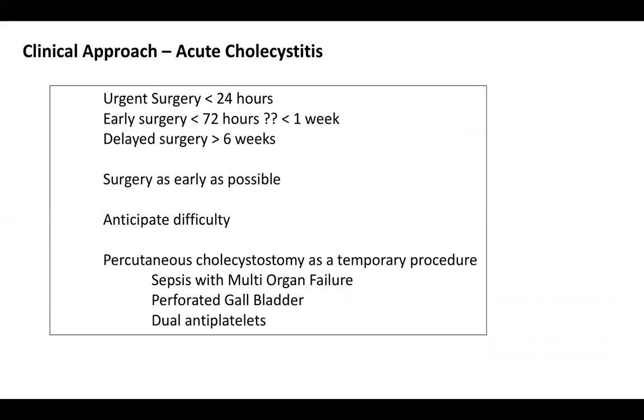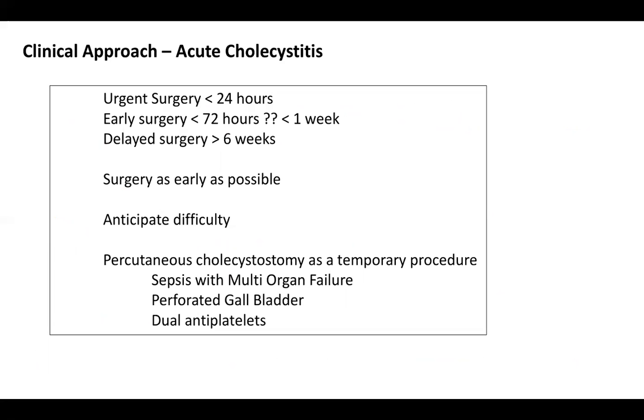Now, how do you approach a patient with acute cholecystitis? When you read the literature, there are different terms that you will come across: urgent surgery, early surgery, delayed surgery. This is just to tell you what each of it is. Urgent surgery is within 24 hours. Early surgery is less than 72 hours, although some of the newer papers have defined it as less than 1 week. Delayed surgery is more than 6 weeks.